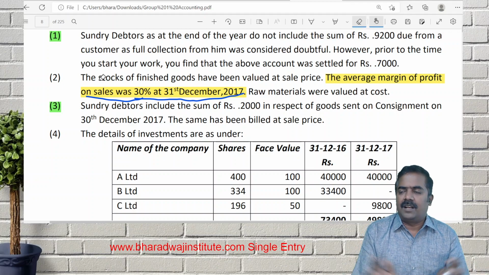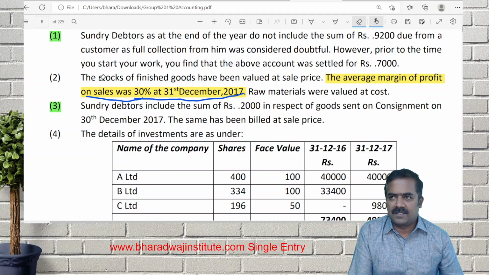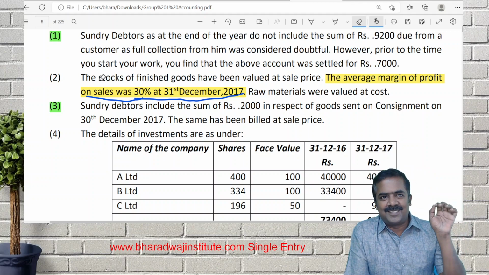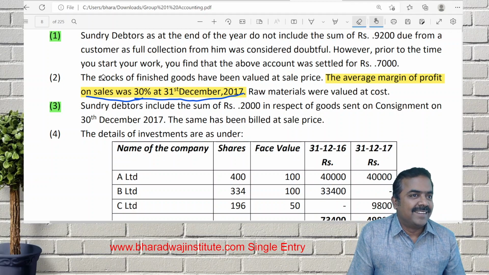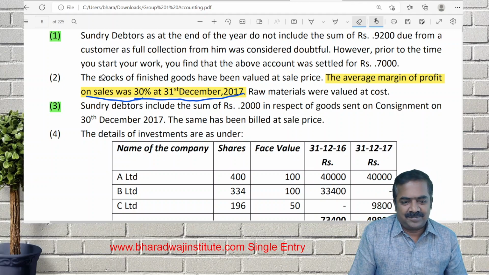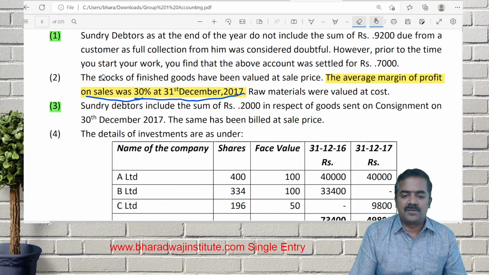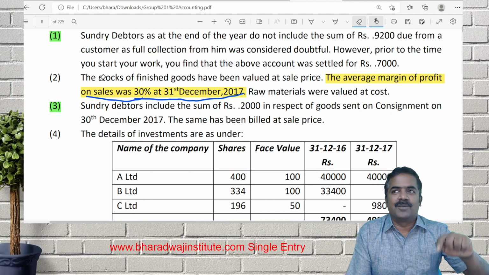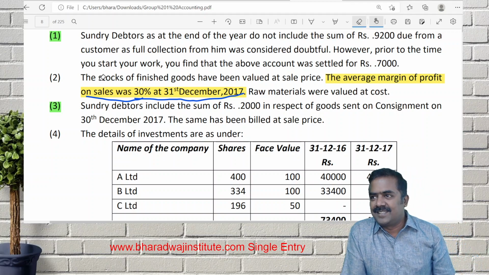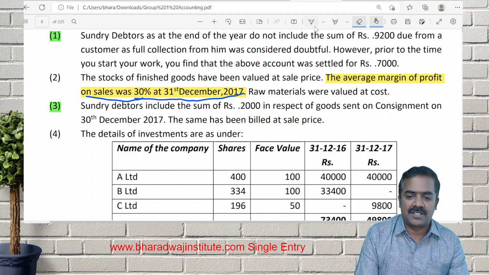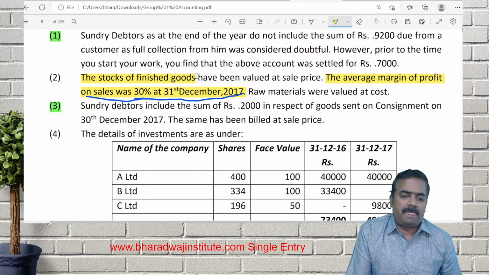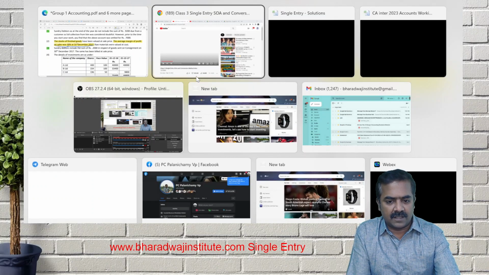Okay. Then raw material, no problem. Valued at what price? Cost price. Look at the highlighted information once again. This is just to tell what the profit margin is: 30%. Now when we read, the stocks of finished goods are valued at selling price, average profit margin. It is nowhere mentioned that only closing stock is valued at selling price, so both opening stock as well as closing stock.